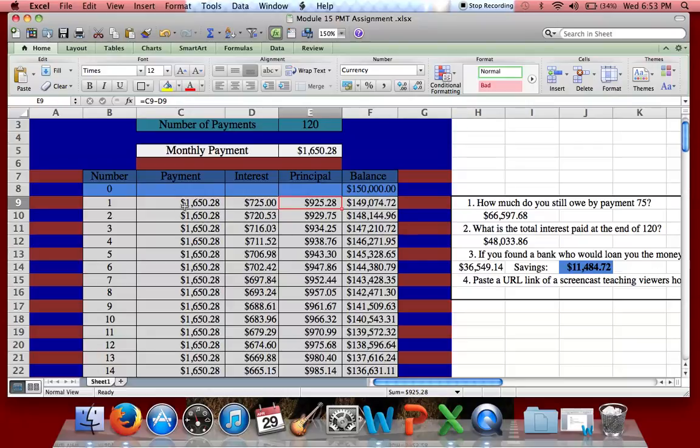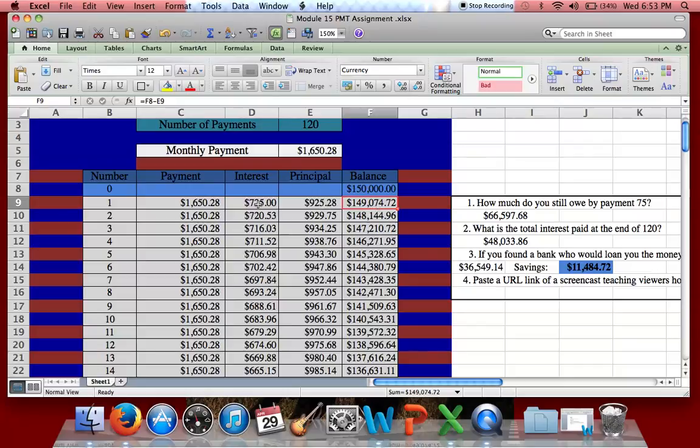cell C9 minus cell D9, so it's going to be just the remainder of what's left after you pay off the interest. And then this tab, you're just going to have it equal F8, so the top right here, minus E9, which is this cell right here. So it's going to equal that amount.